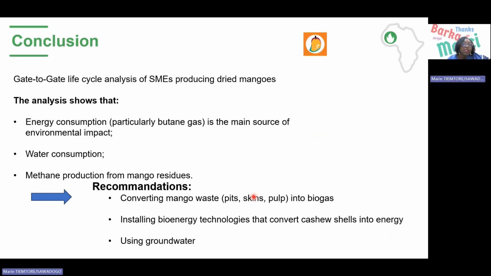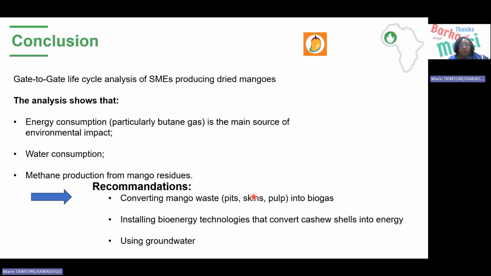To conclude, in this study, we did a gate-to-gate life cycle analysis of SMEs producing dried mango. The analysis showed that energy consumption, particularly butane gas, is the main source of environmental impacts. Water consumption also has some impact, as does the methane production from mango residues.